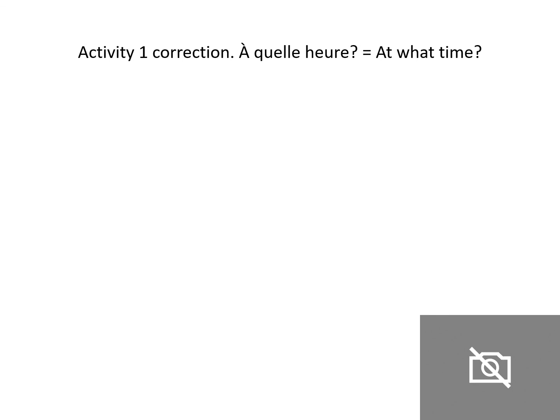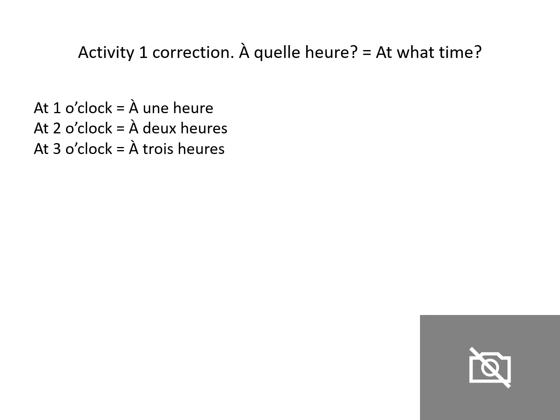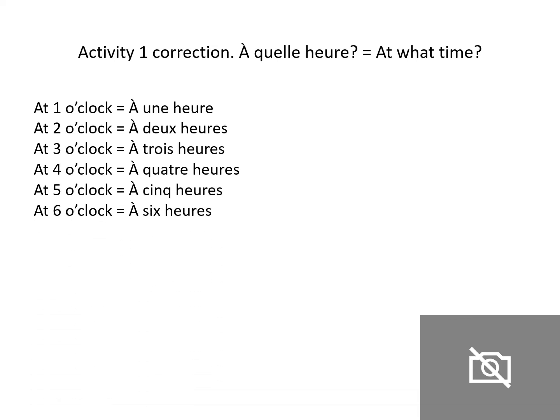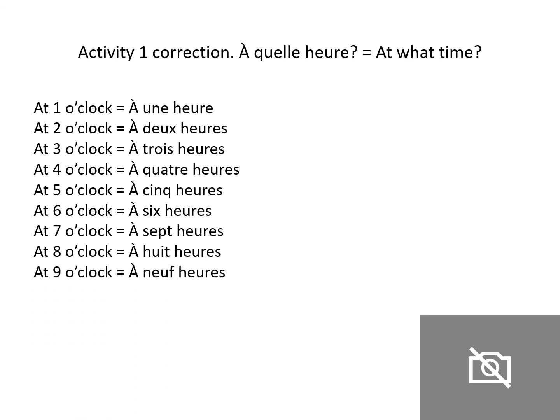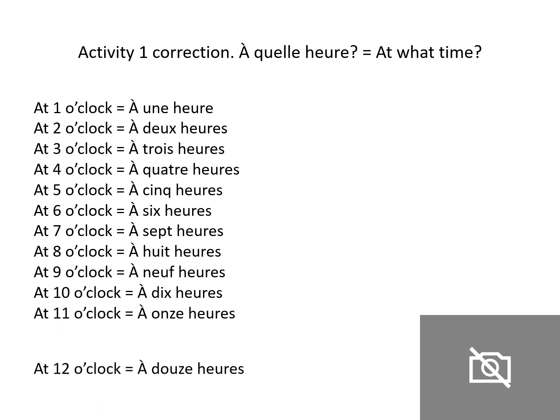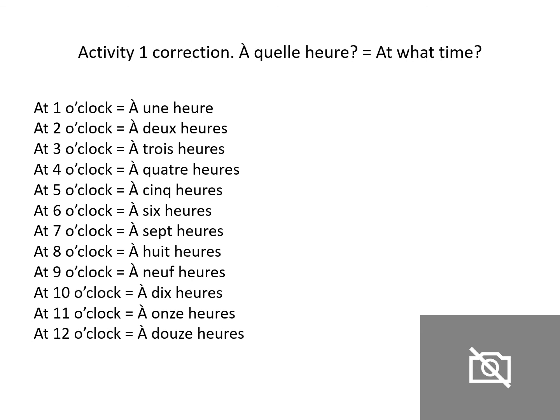Okay, so activity 1, correction, à quelle heure, at what time? À 1 heure, at 1 o'clock. À 2 heures, à 3 heures, à 4 heures, à 5 heures, à 6 heures, à 7 heures, à 8 heures, à 9 heures, à 10 heures, à 11 heures, à 12 heures. It's 12 o'clock.